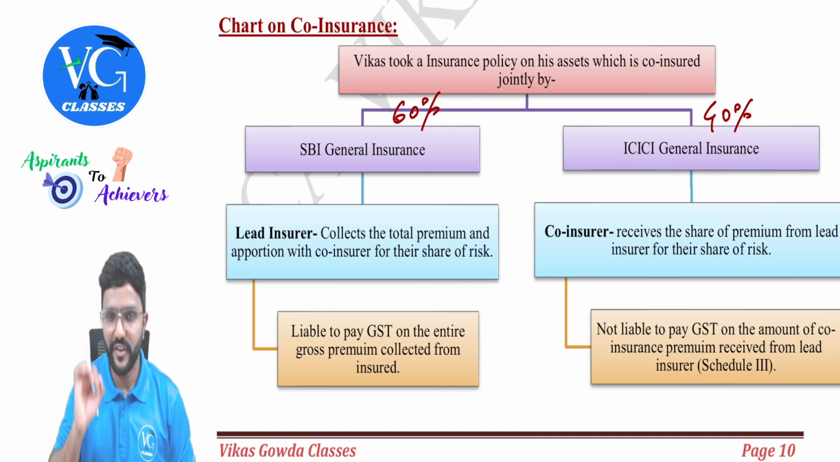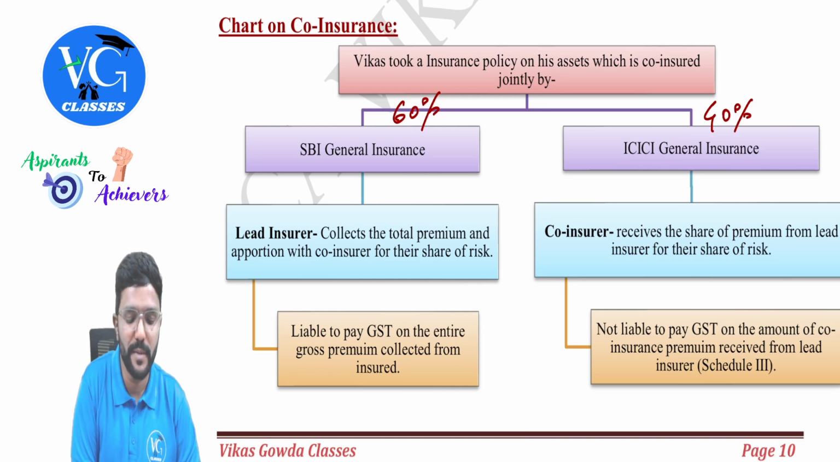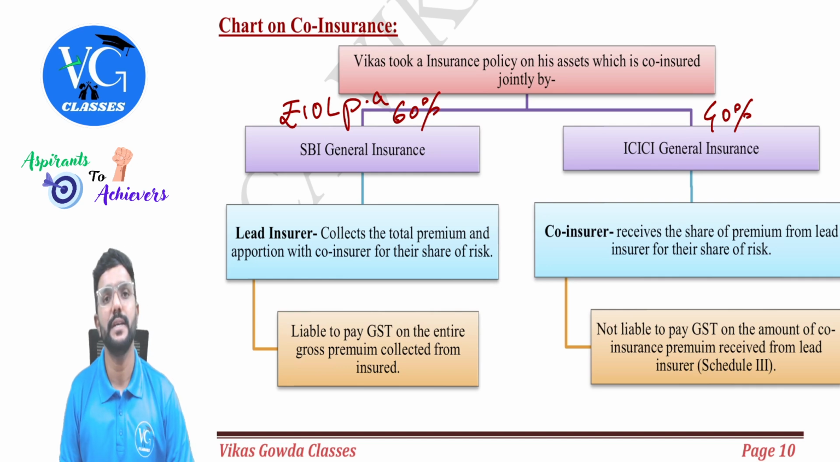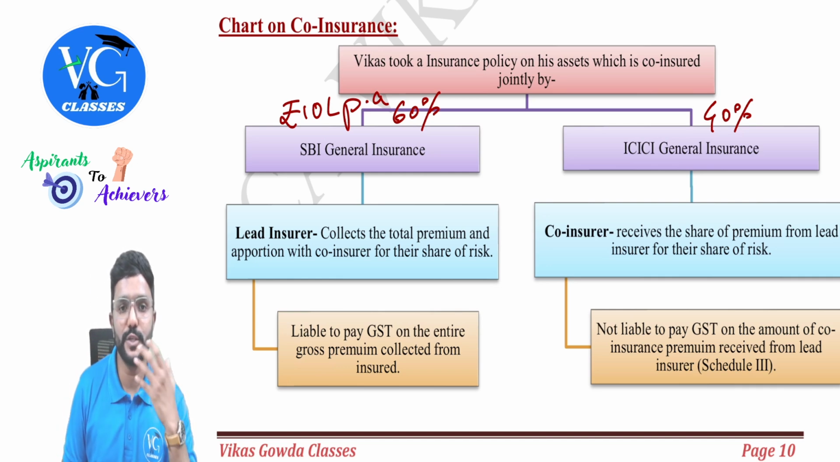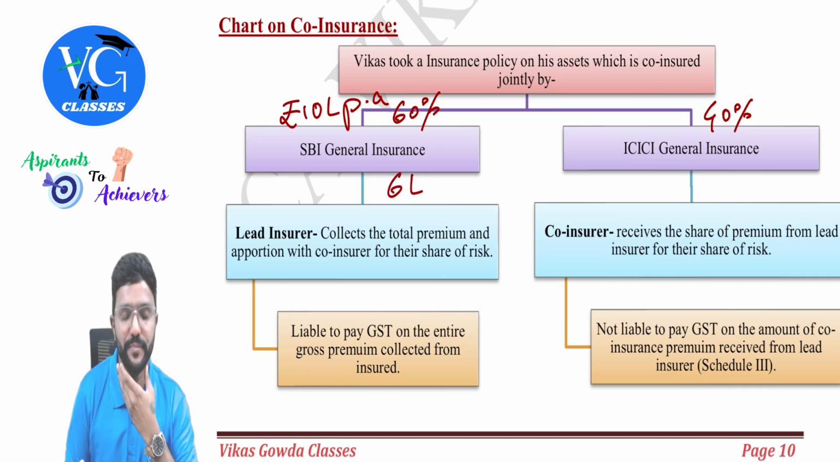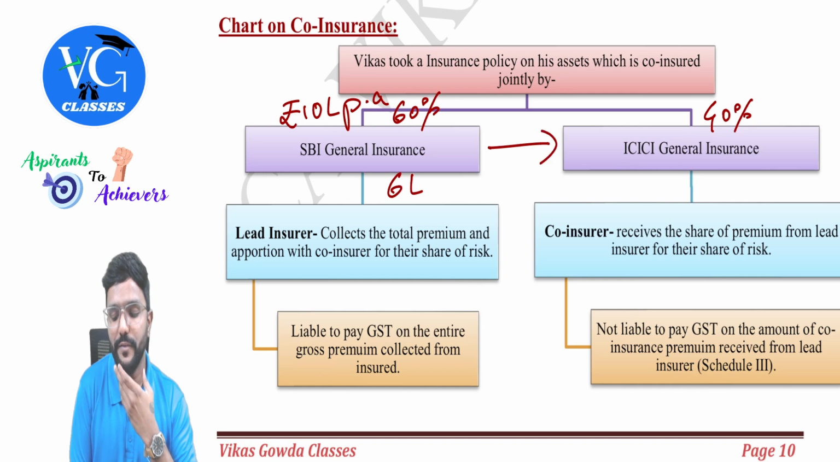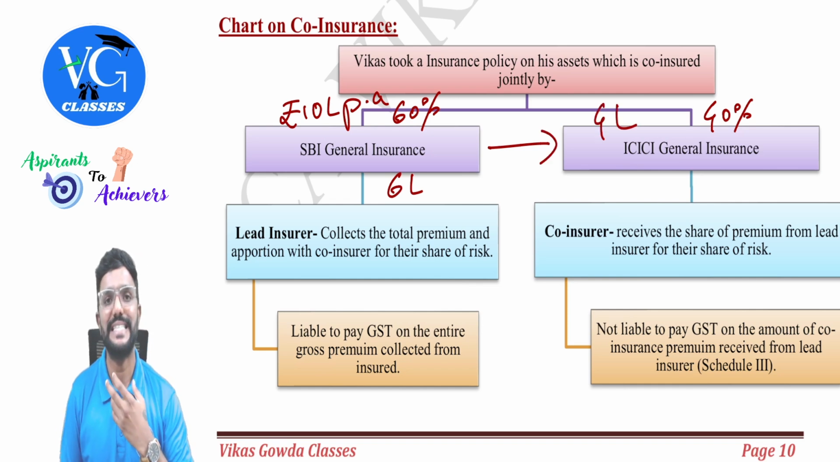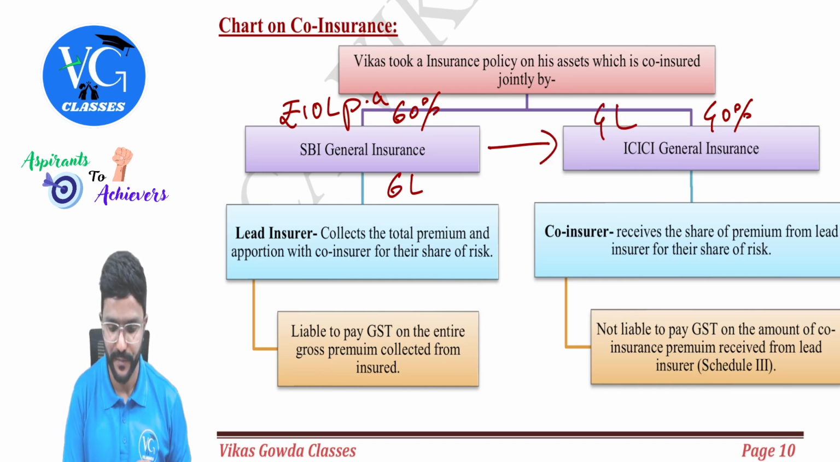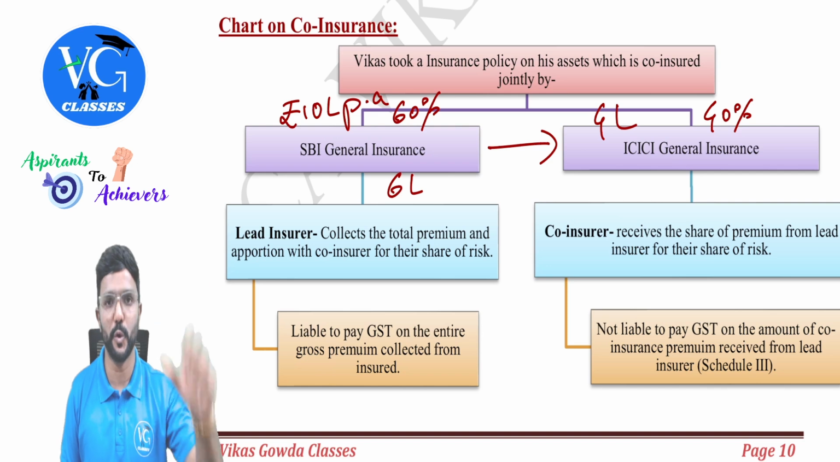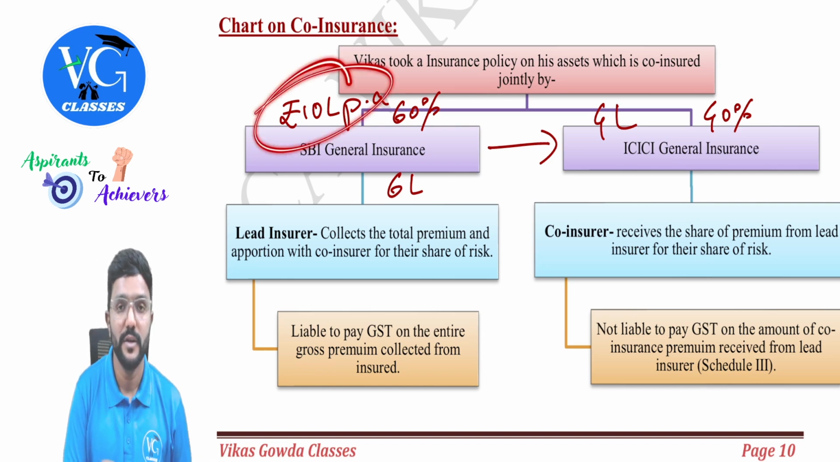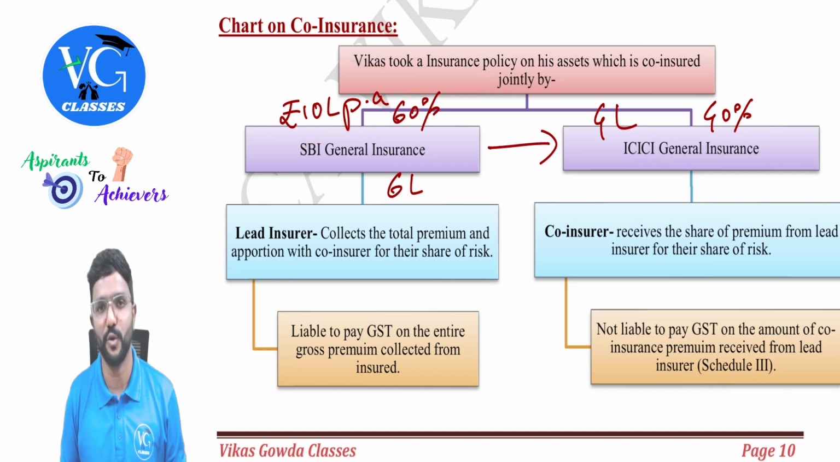And assume Vikas is paying an insurance premium of 10 lakh rupees per annum for the policy taken on his assets. Out of this, how much belongs to SBI? 6 lakh. The remaining 4 lakh, they have to give to whom? To ICICI for their share of risk. Assume the policy is taken for 10 crore rupees. This is the premium amount, whereas the policy amount is 10 crore rupees.